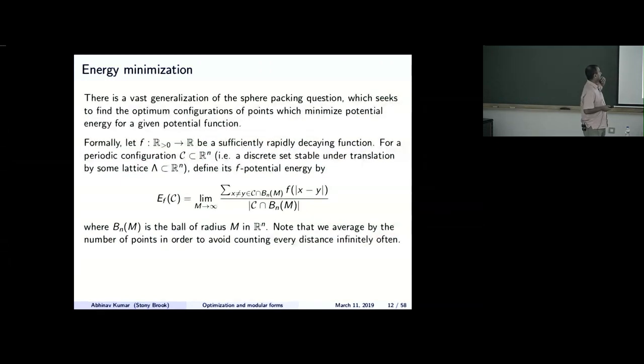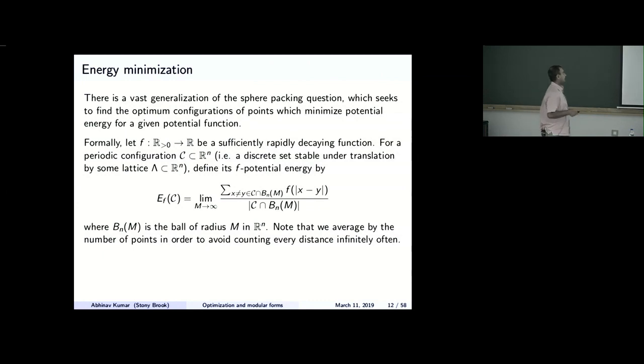So very formally, what you would try to do is look at some potential function f, which is a function of distance. So it's a function from positive reals to the reals, and let's suppose it's sufficiently rapidly decaying, so you can sum it over things. And I'm going to look at periodic configurations. You don't have to, but then I'd have to write things like lim sup, and I don't want to. So let's just say something is periodic, and so it's a discrete set stable under translation by some lattice. So it's n copies of some lattice, or k copies of some lattice for some k.